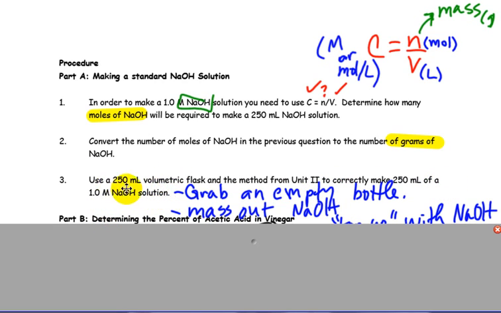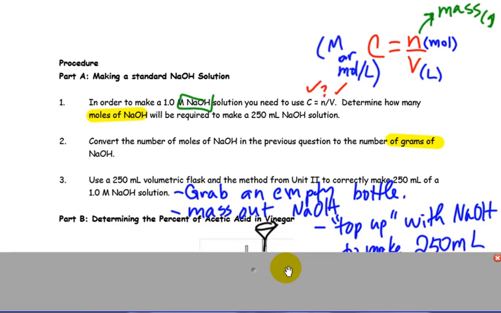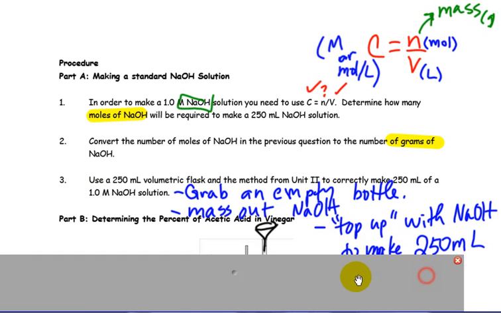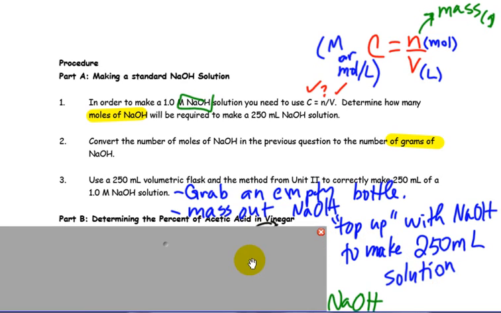Now, I don't have 250 mL volumetric flasks for everyone. So what we will use is a flicker. So I'll show you what that looks like in class. So grab an empty bottle, mass out the NaOH, put it in there, and then top up to the 250 mL mark so that we have our solution.